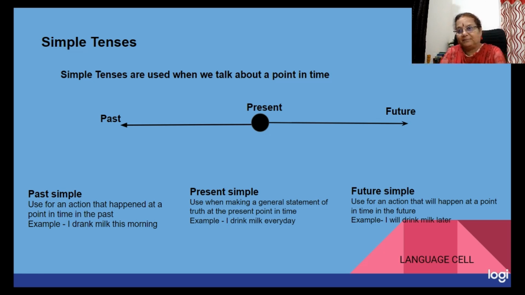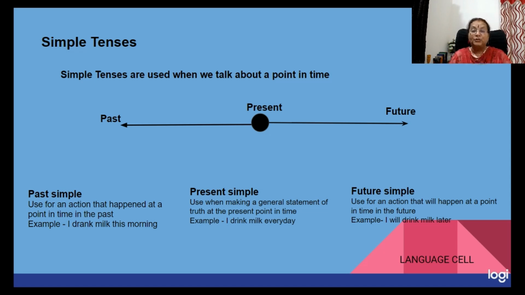Let's go to past simple. Used for an action that happened at a point in time in the past. At one point it happened. See the example. I drank milk this morning. It's over. It's in the past. I drank.